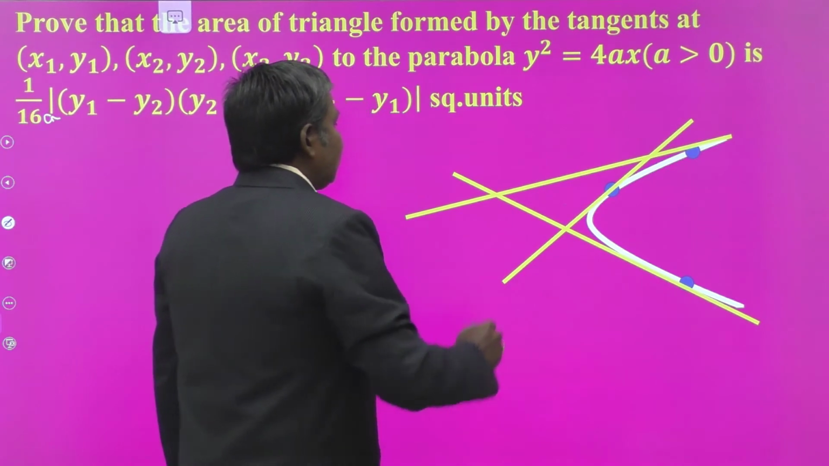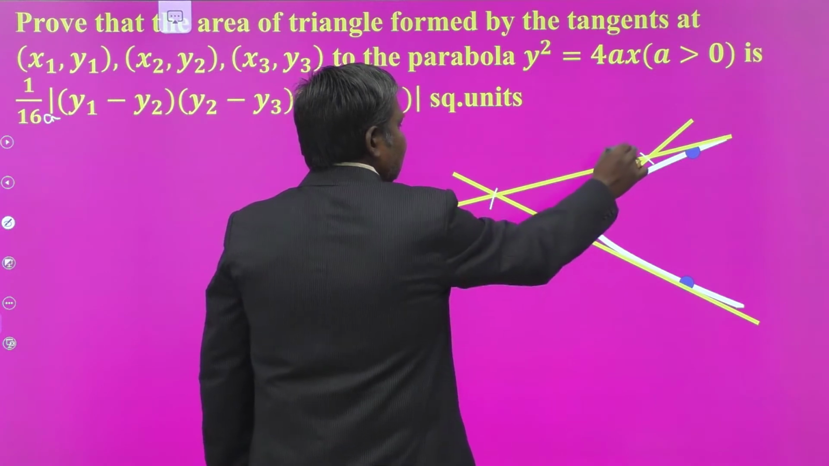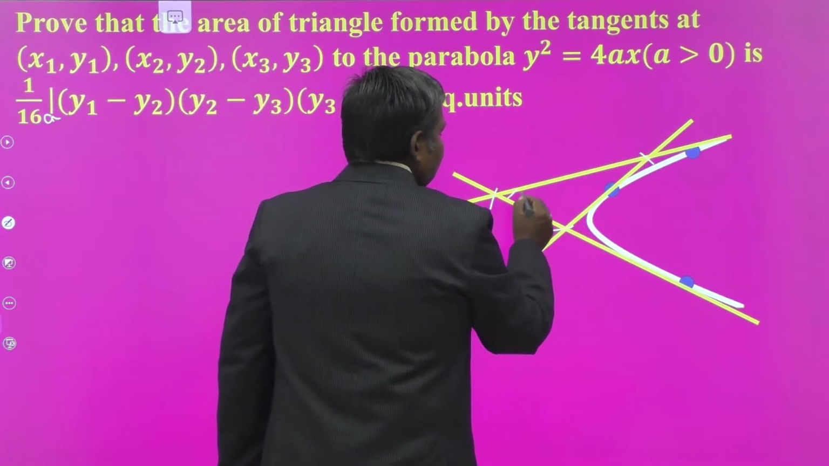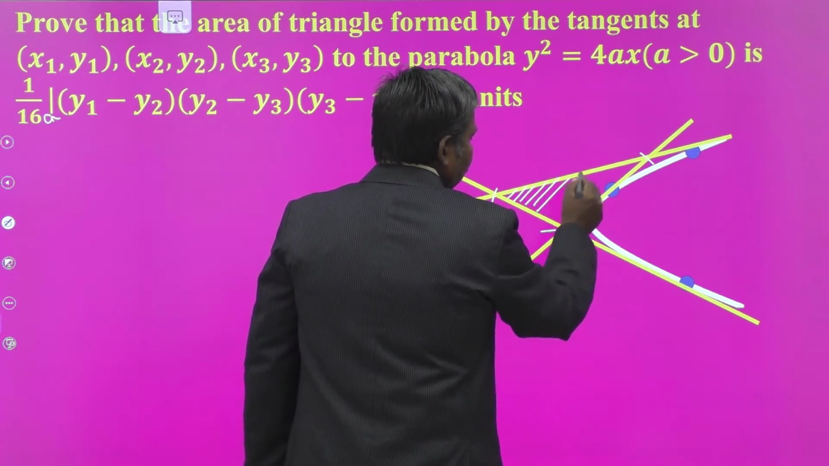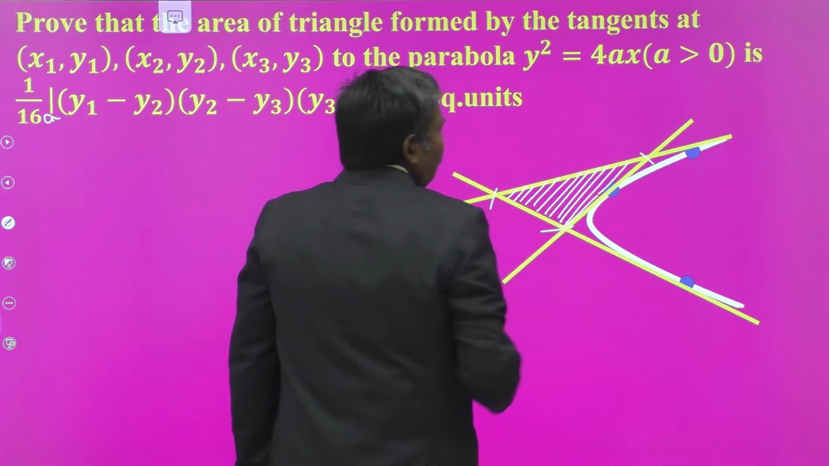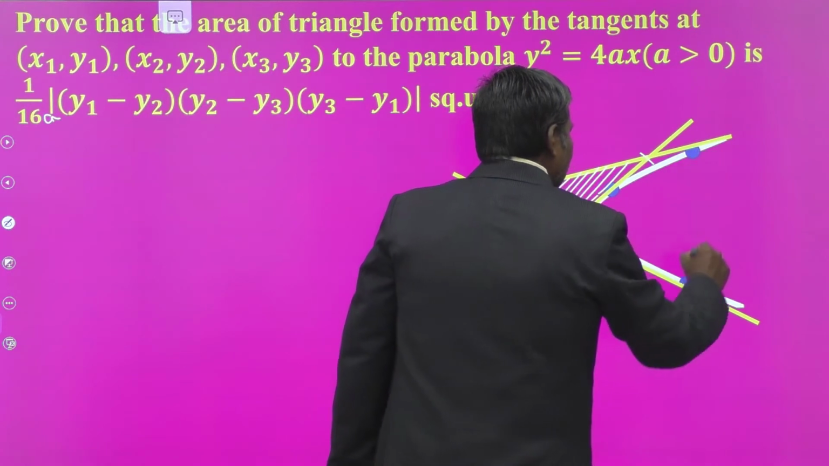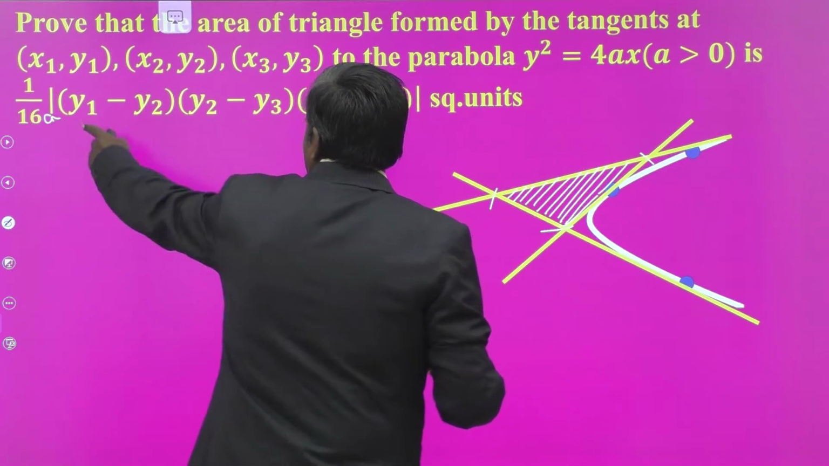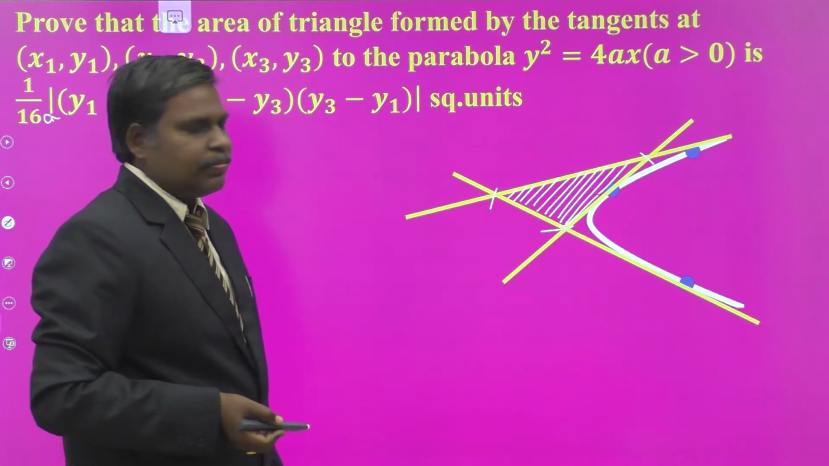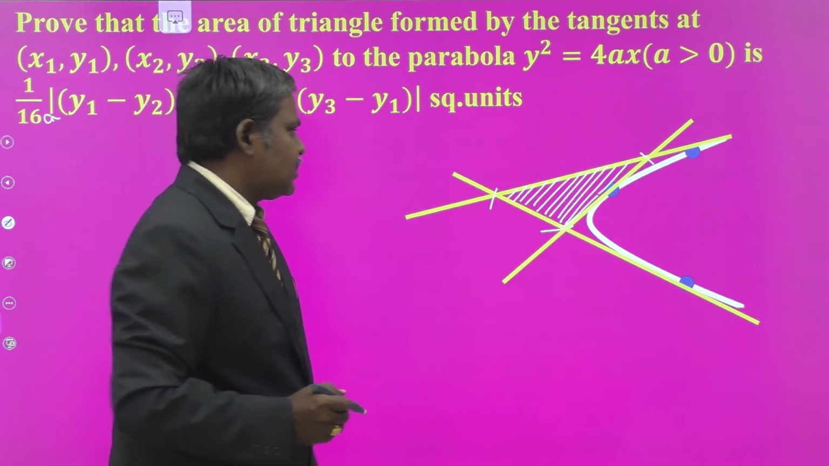Now these three tangents form a triangle. This is the triangle. Understand? Now we have to find out the area of this triangle. Already what we derived, we derived the area of the triangle formed by the three points as 1 by 8A times of y1 minus y2, y2 minus y3, y3 minus y1. Now we are going to find the area of the triangle formed by the tangents itself.